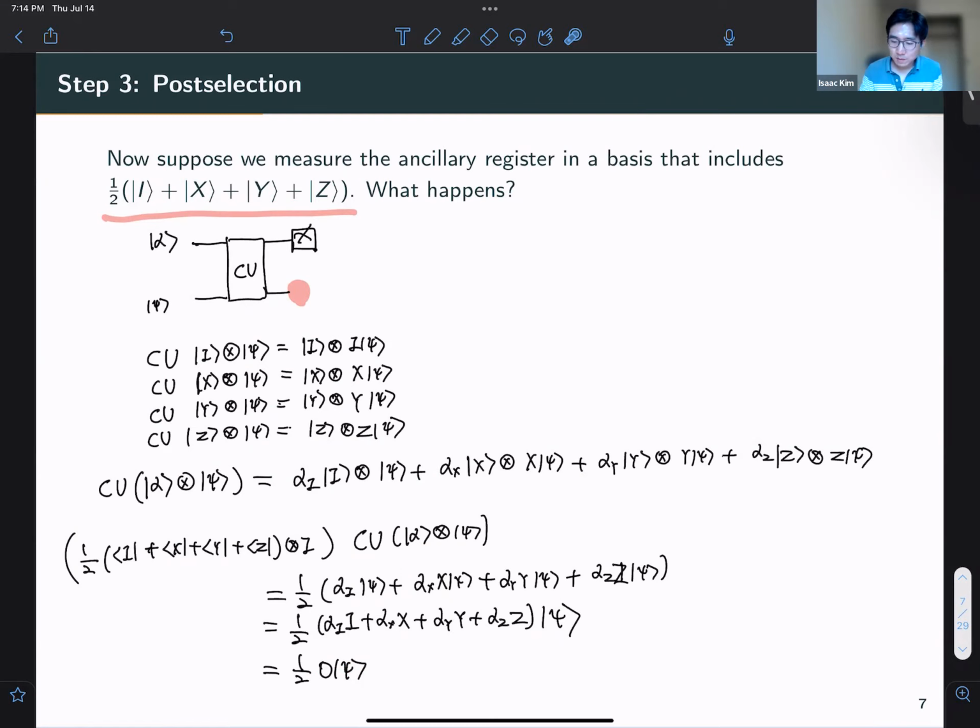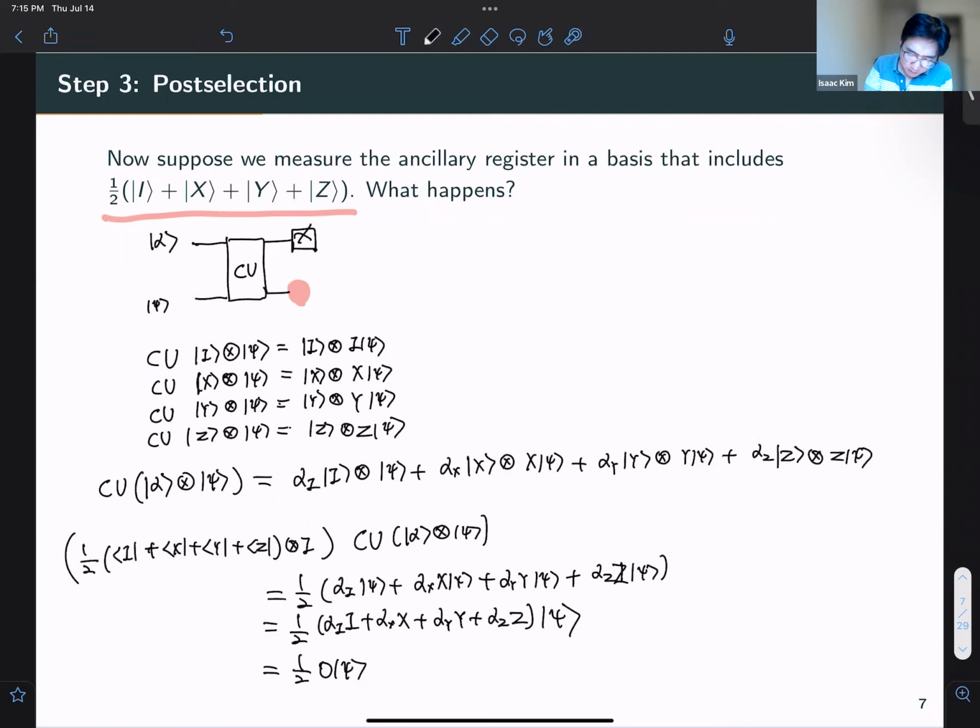Sorry, aren't you assuming you apply this operator O acting on the alpha state? Maybe I don't understand why it fails. Right. So I guess, let's see.